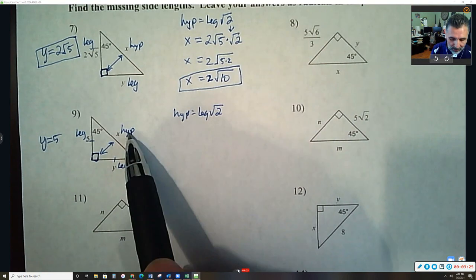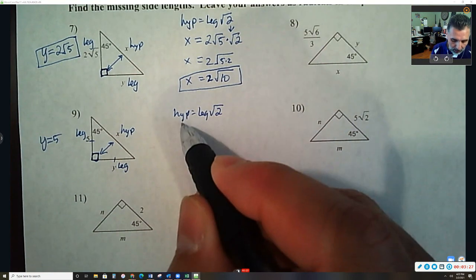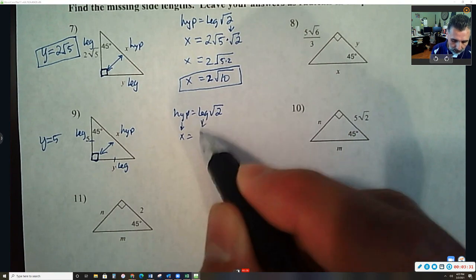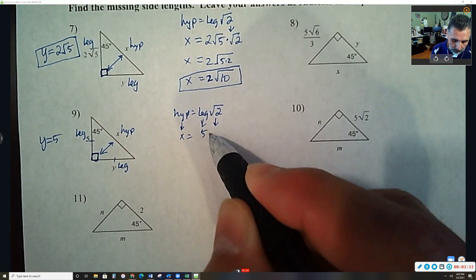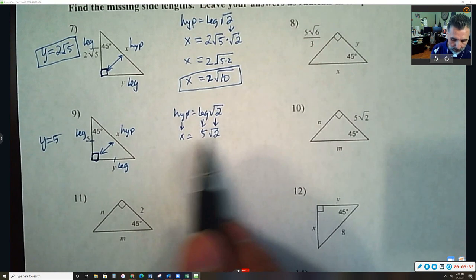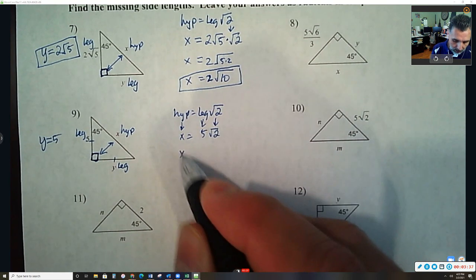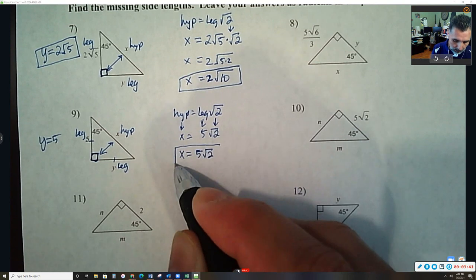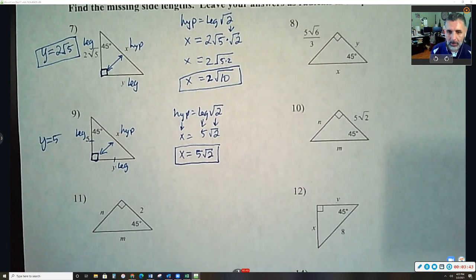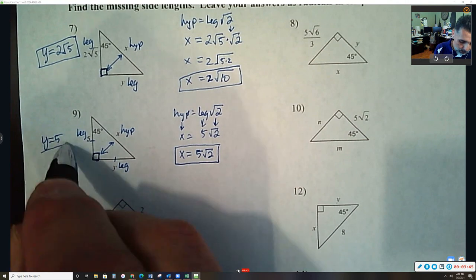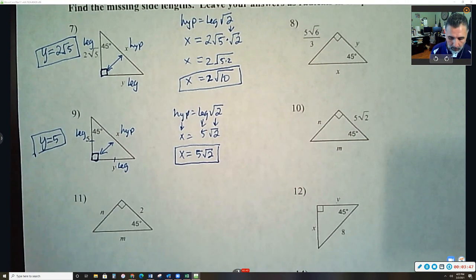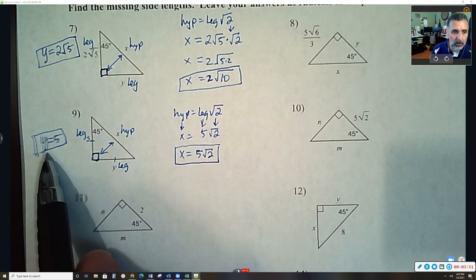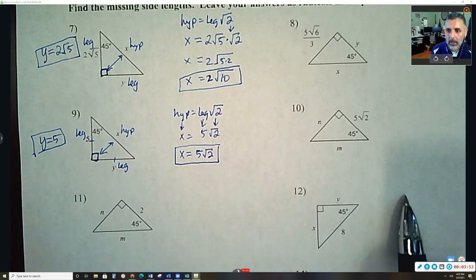So anyway, the hypotenuse is x. So instead of hypotenuse, I'm going to put x. The leg we just figured out is 5. And then bring down the square root of 2. And that's it. You can't do anything with that. The 5 cannot go underneath the square root. So it just stays on the outside. I mean, see how easy that was? So for number 9, that's the value of x, and that's the value of y. Now let's jump over here to 10.